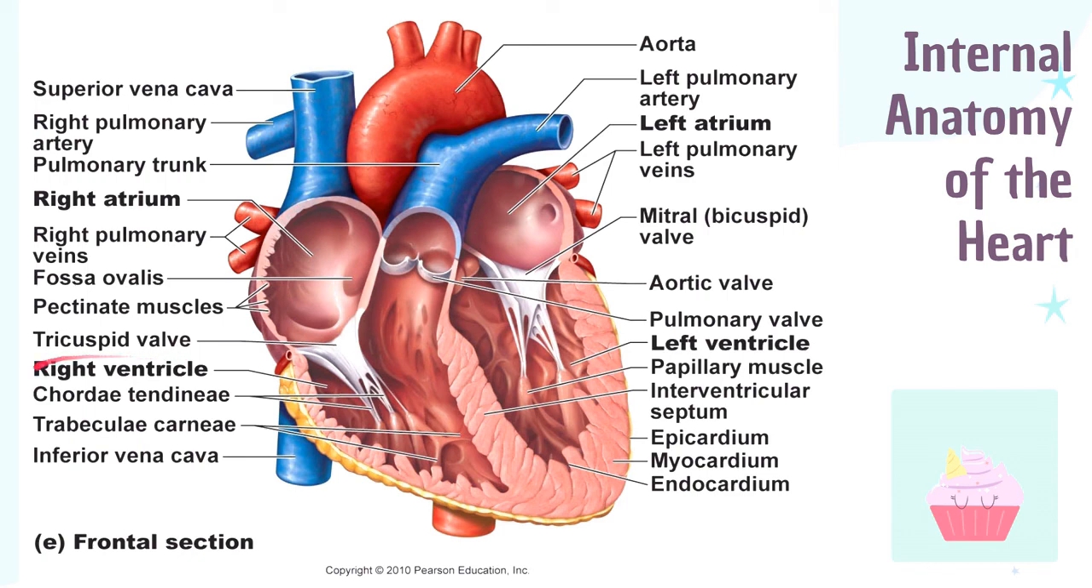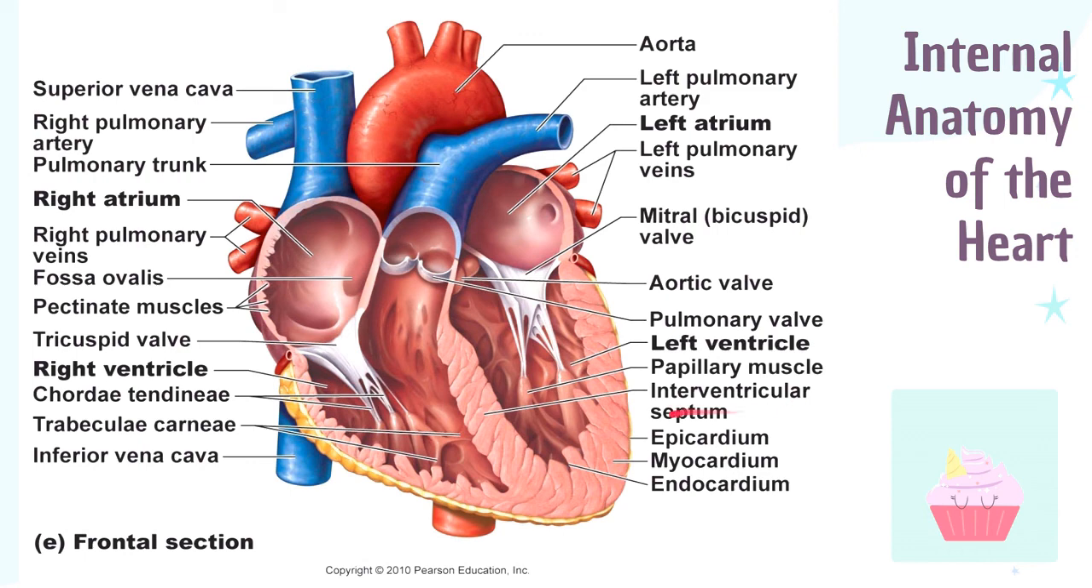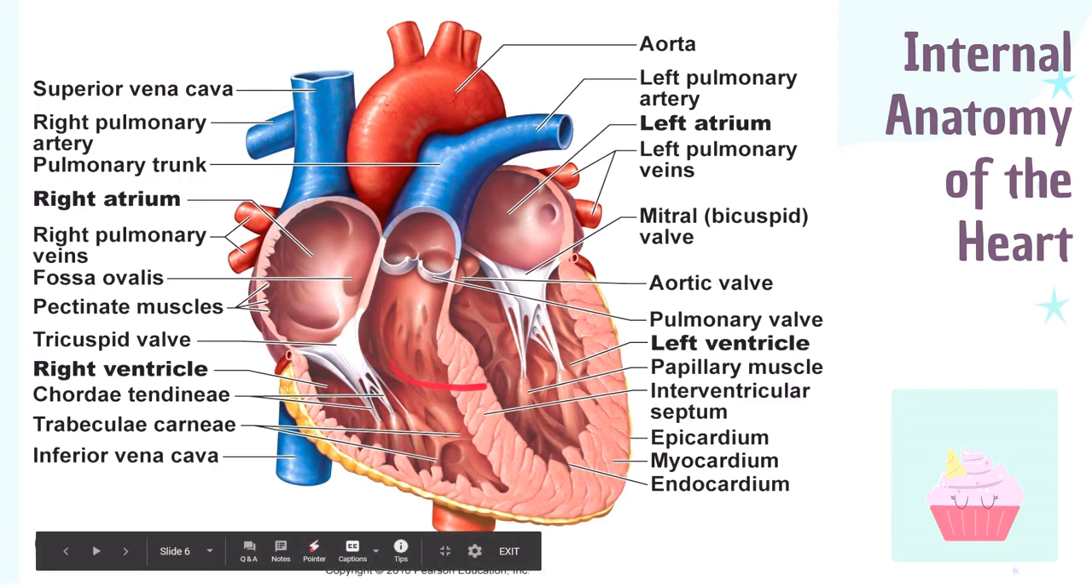It's called tricuspid because it has three attachments, three tendons attaching to the heart walls. So 1, 2, 3. Then separating the right ventricle and the left ventricle is your interventricular septum. It separates the right ventricle from the left ventricle.